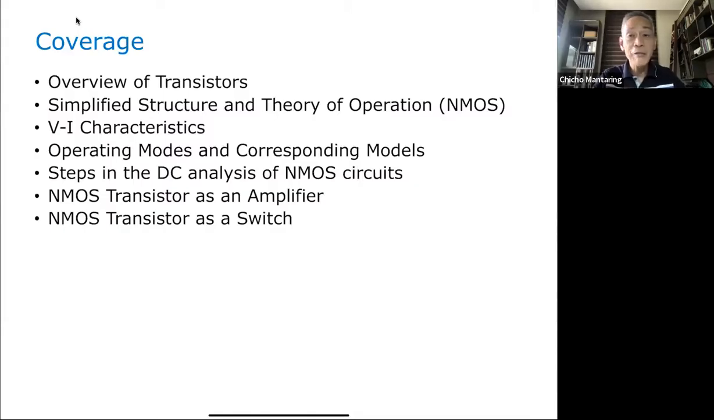Okay? So after that, we're going to go to the VI characteristics. Then I'm going to discuss the operating modes and the corresponding models. So this is the important part of the course coverage. And then we're going to go into DC analysis of NMOS circuits. Then I'll go into a discussion of the NMOS transistor as an amplifier and the NMOS transistor as a switch. So that is going to take up 2 days.